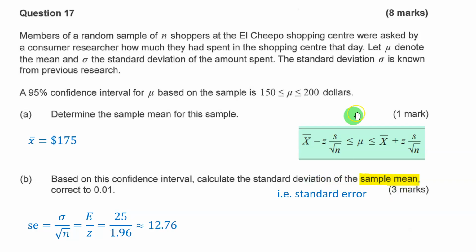So we're not after the standard deviation of the population, but of the standard deviation of the sample mean, commonly called the standard error. And we know the standard error is the population standard deviation divided by root n, which is also equal to E, the margin of error, over Z. So the margin of error is the difference from the mean to the upper or lower, which is 25. The Z score for a 95% interval is 1.96.